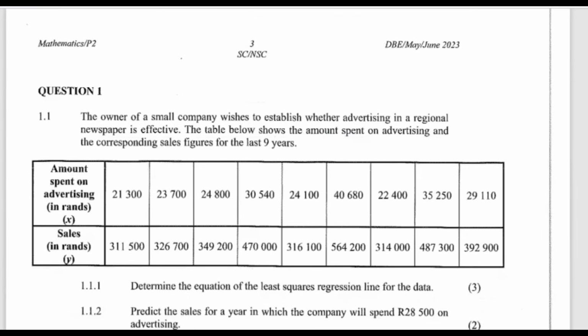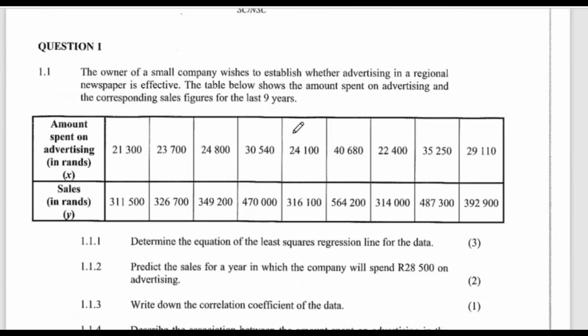Okay, so when you look at question number 1, it's usually statistics, okay? So in this case, they're telling us that the owner of a small company wishes to establish whether advertising in a regional newspaper is effective. Does it bear results? Okay. The table below shows the amount that was spent on advertising and the sales for the last 9 years. So the first year, the second, the third, and so on and so forth.